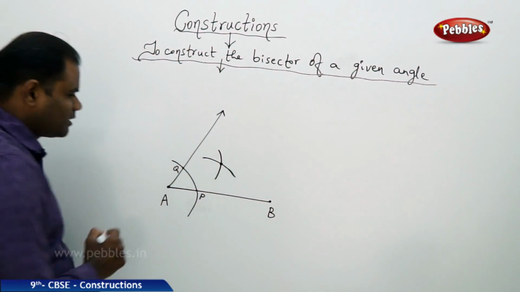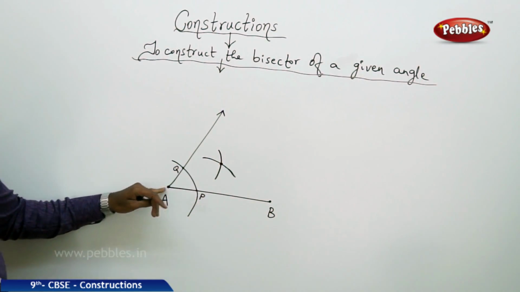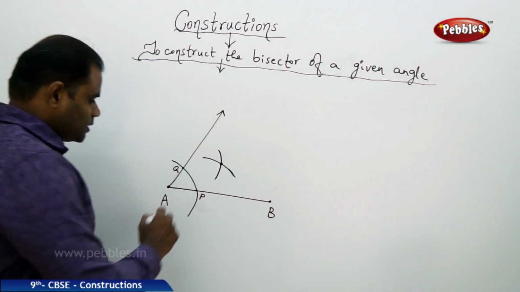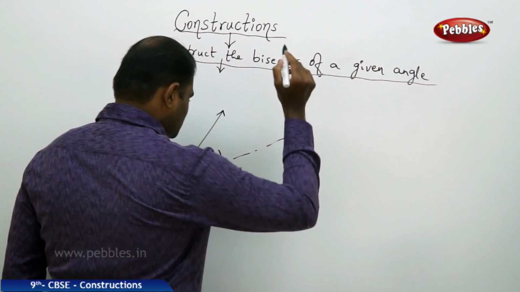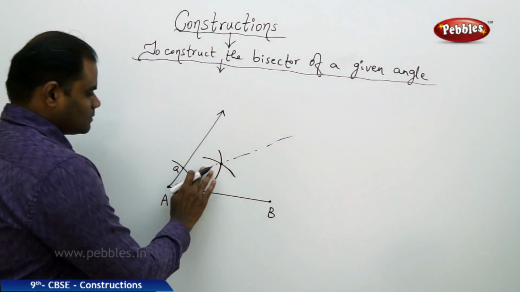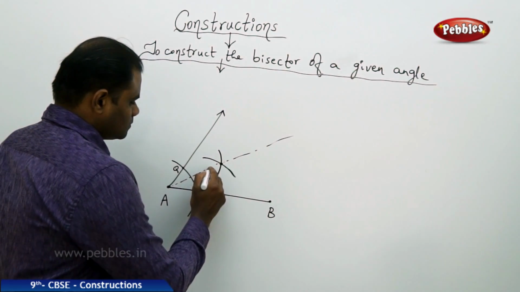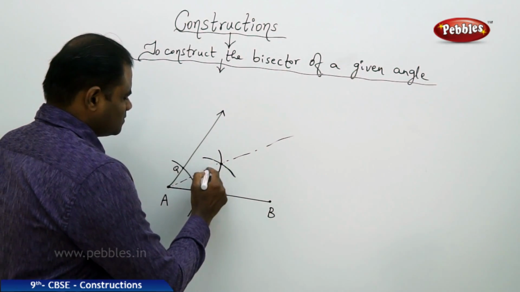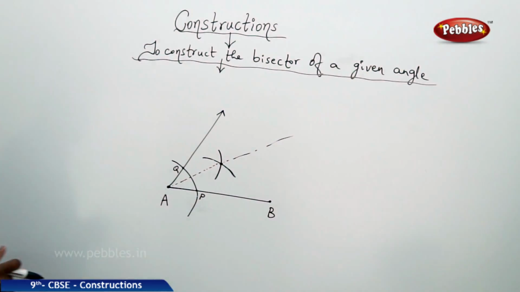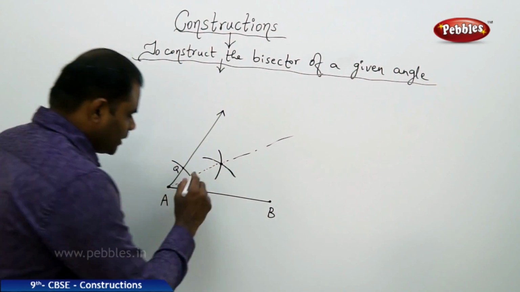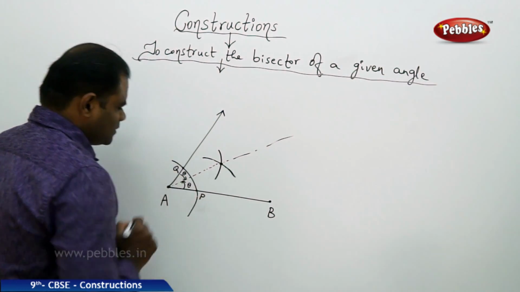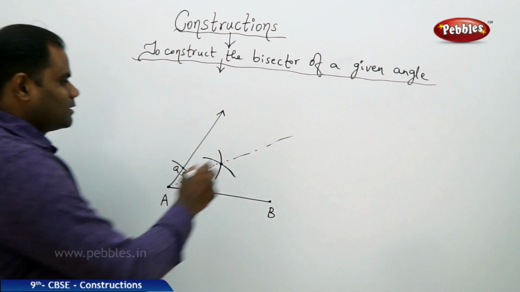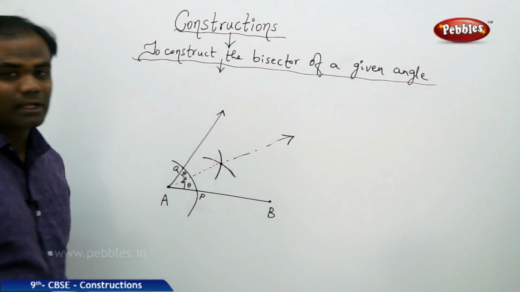Now I have a point A and I have the point of intersection of two arcs, which are joined using the ruler. So join these two points using the ruler. Then I get something like this. This is how I get a line. And this line exactly makes equal angles, theta and theta. That means this line is the bisector of the given angle.